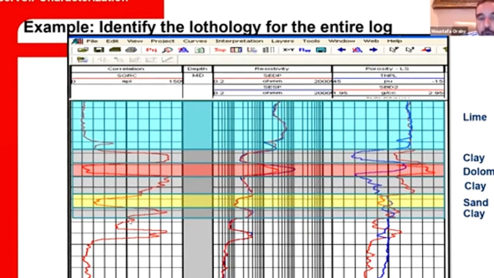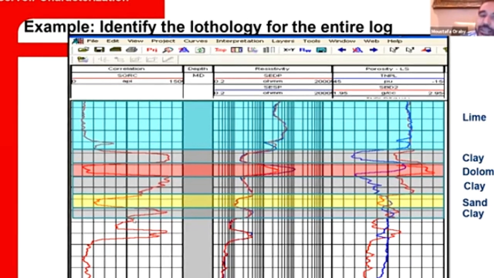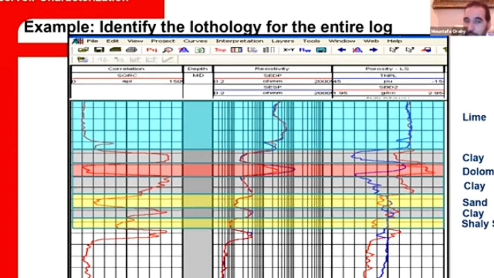Okay. Now I go to this zone. It's still getting cleaner. It's not very clean. It has some clay in it. But look at the separation. What happened? It actually flipped. Now the density is left, neutron is right. Density left, neutron right, that's a sand. Then this is sand, but we'll call it shaly sand. Sand with some clay in it. Why did I say with some clay in it? Because the gamma ray is not very low. It's as simple as such.